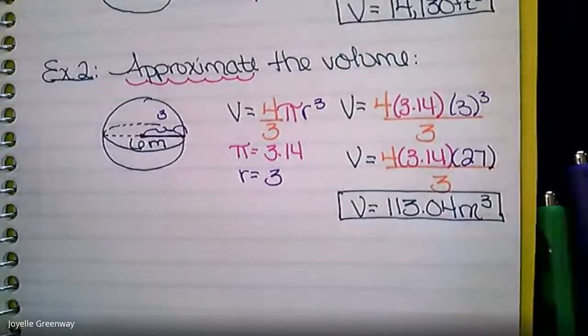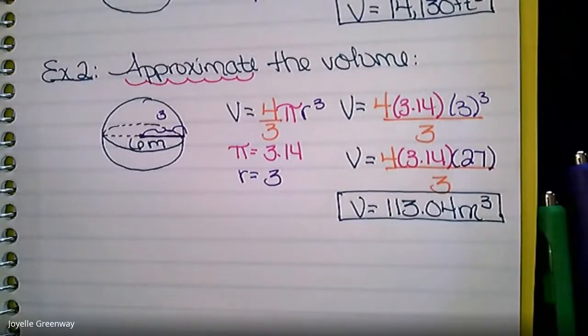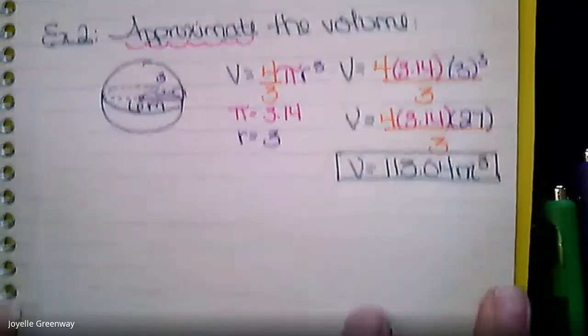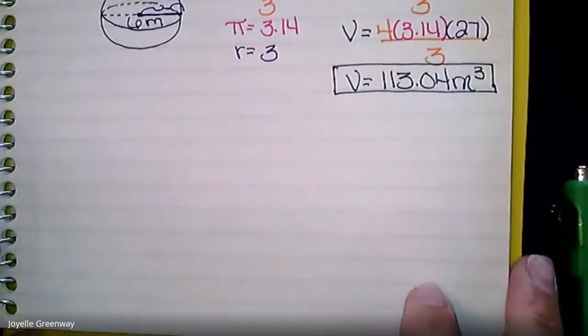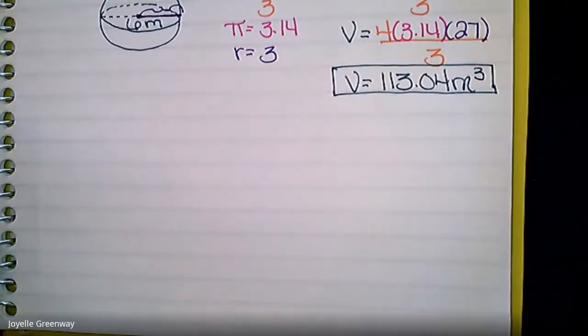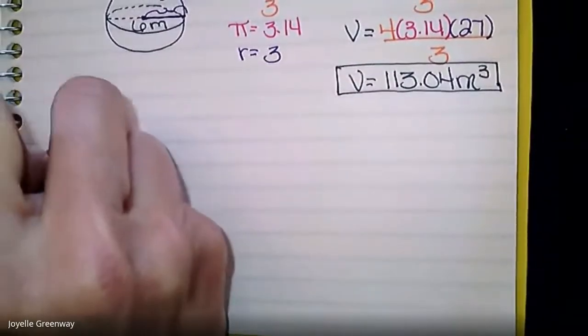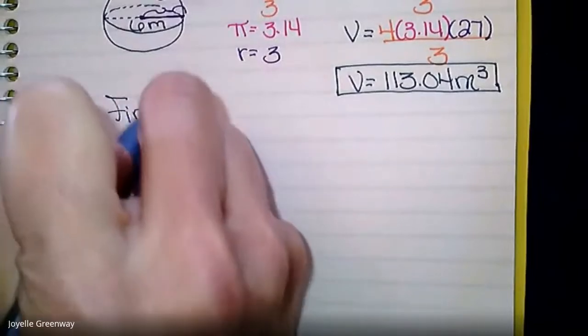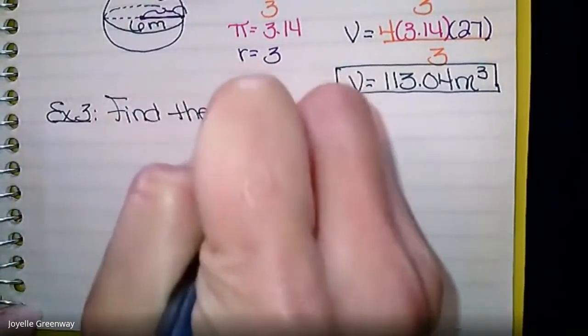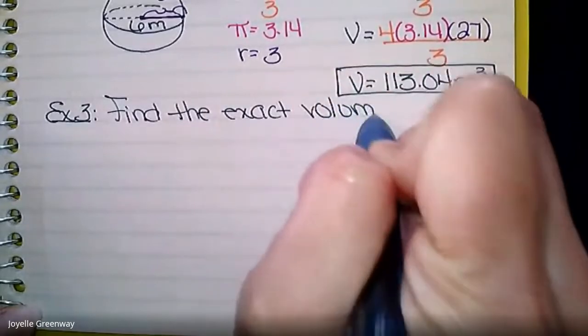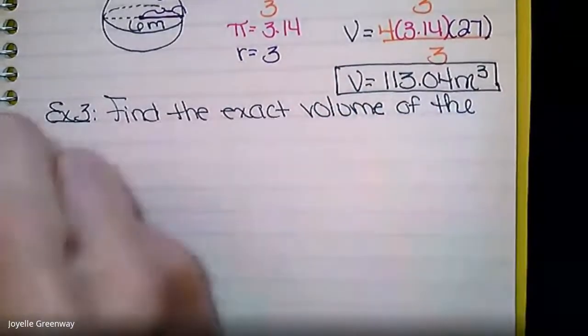Okay. So the next 2 examples are going to be using pi as pi. So it'll say, like, leave your answer in terms of pi. Okay. Or it might ask you for the exact volume. So if it asks you for the exact volume, that tells you to leave your answer in terms of pi. So example 3, let's find the exact volume of the sphere.